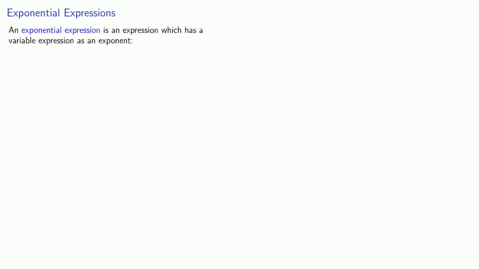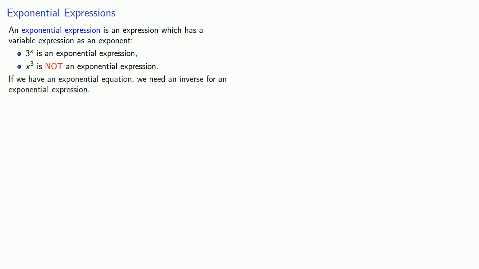An exponential expression is an expression which has a variable expression as an exponent. So 3 to the power x is an exponential expression. X to the power 3, however, is not an exponential expression because while it has an exponent, the exponent is not a variable. If we have an exponential equation, we need an inverse for an exponential expression.